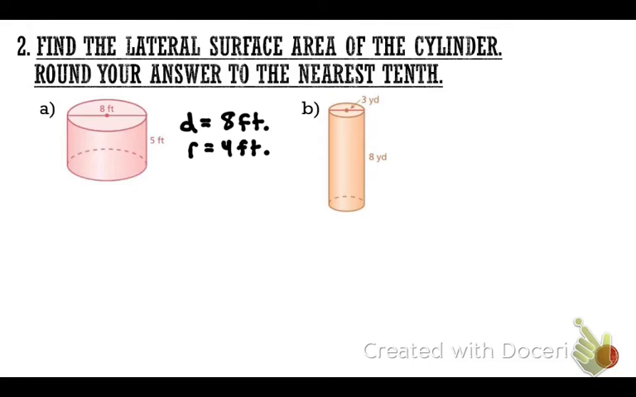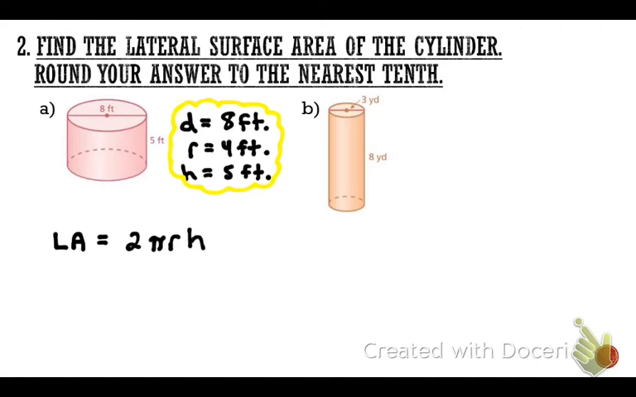So guys, what's the 5? The height. That's my height. All right, so now we know the information we need just from looking at the figure. Now we're going to start with our formula. You can look at the formulas at the top. What is the formula for finding the lateral surface area of an object? 2 pi rh. Okay, very good. LA, lateral area or lateral surface area, equals 2 times pi times r times h.